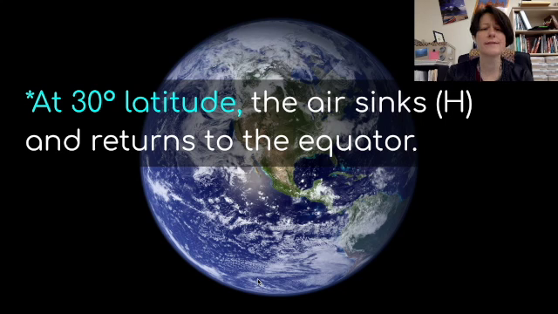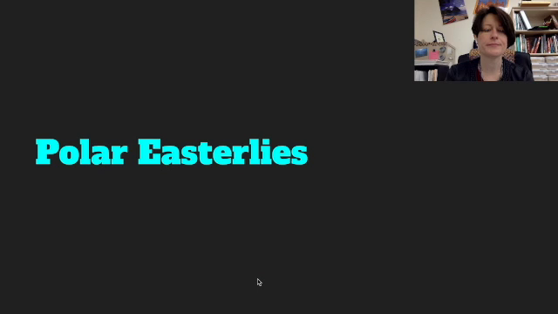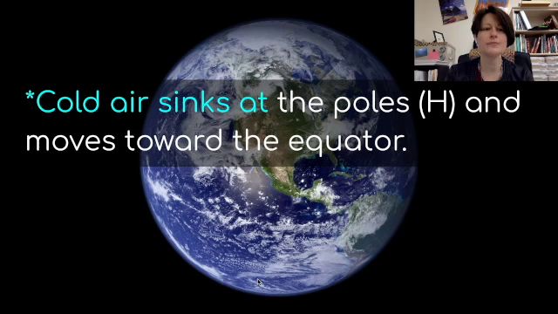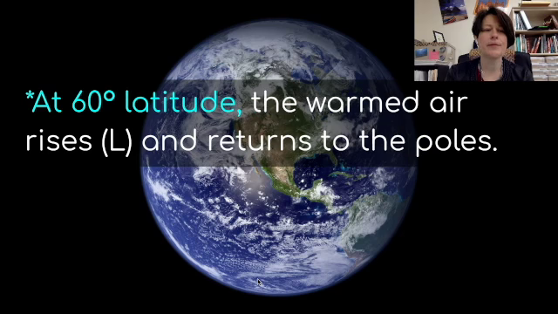So we have a convection current going on here, okay? There's this convection current. And I'm going to show you this in your reference tables after I'm done going over each of these. There are also the polar easterlies. And just looking at the name, these happen at the poles. So what happens is cold air sinks at the poles, producing an area of high pressure and moves toward the equator. At about 60 degrees latitude, the warm air rises, producing a low, and returns to the pole.